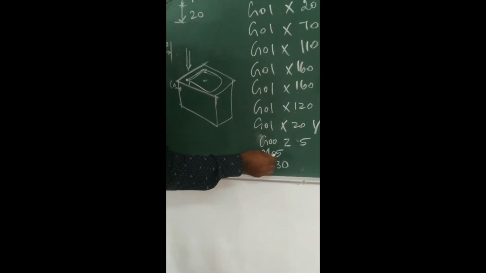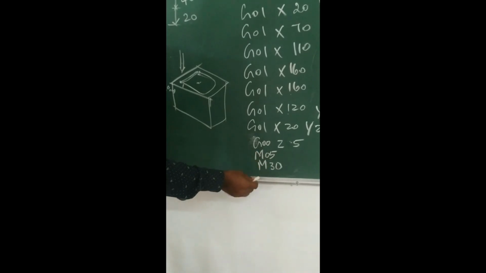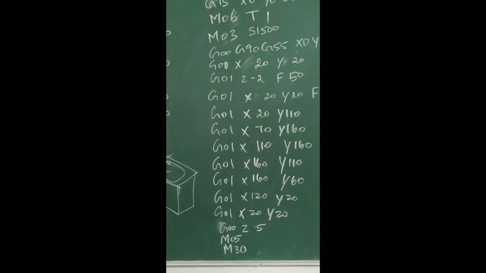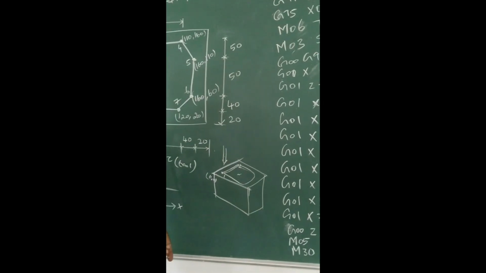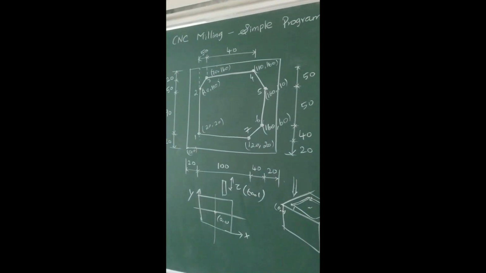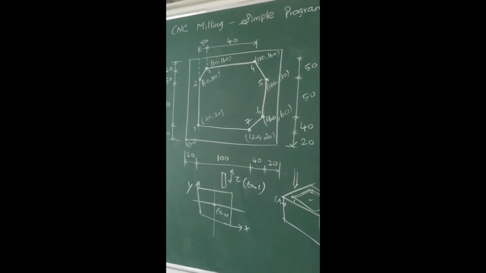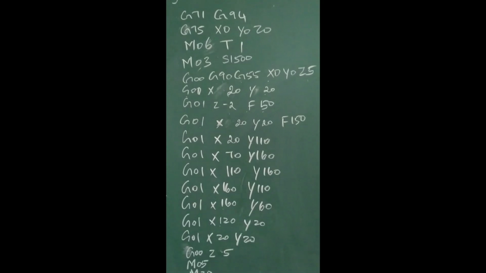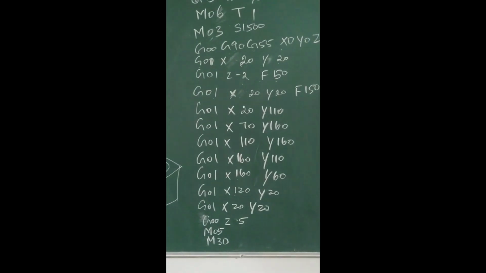Now M05, which indicates spindle stop. M30 is the end of the program. So this is the part program, a simple part program for the required milling operation. Thank you. Result: thus the program for the given component drawing was written and checked. Thank you.